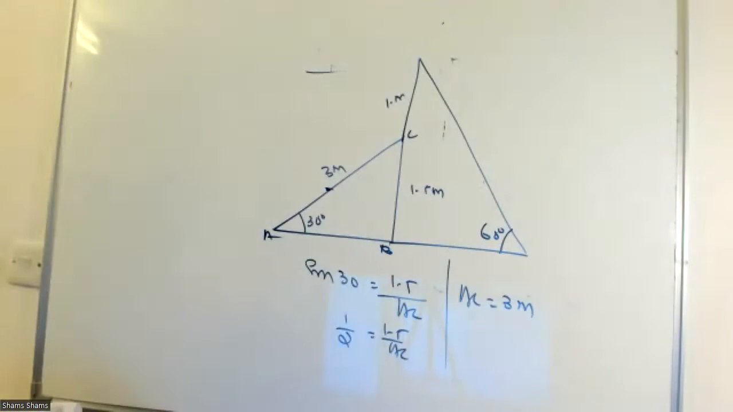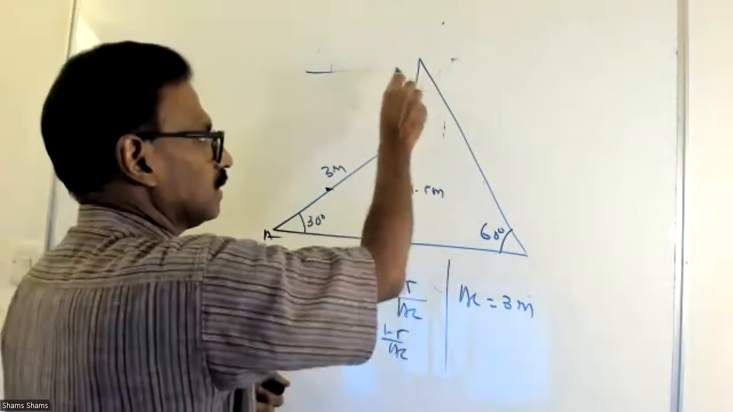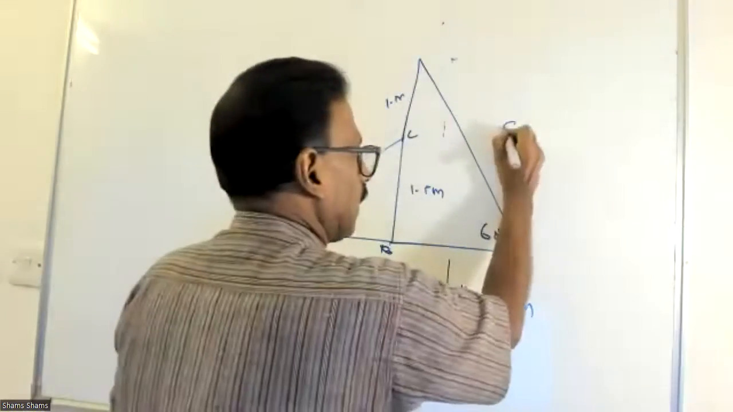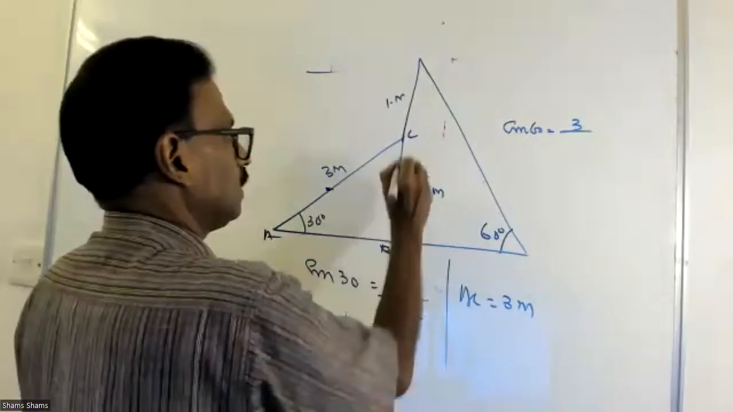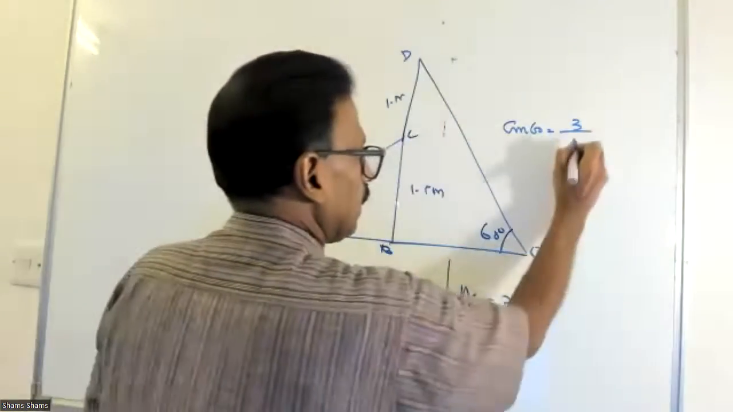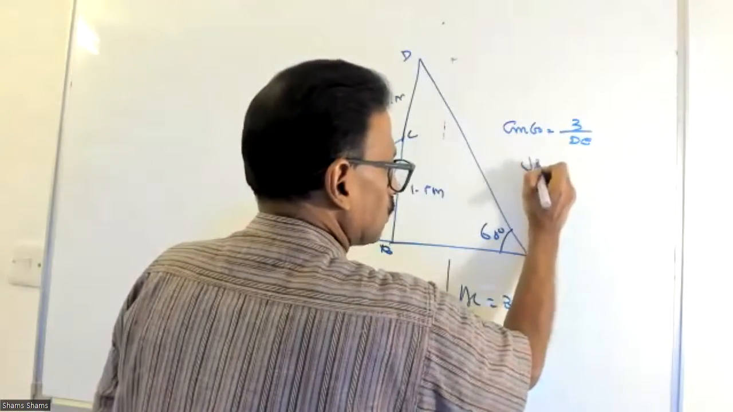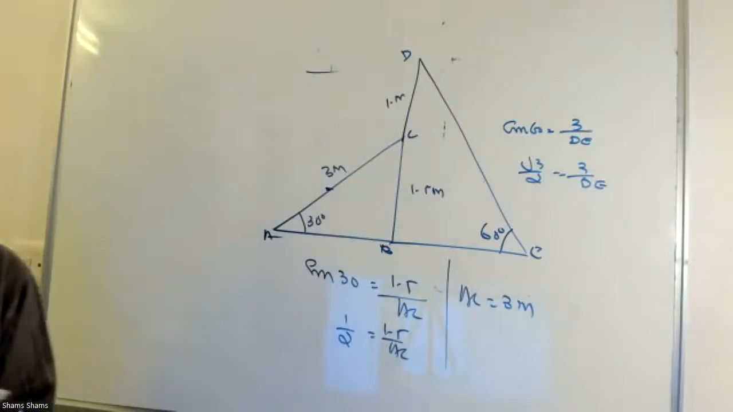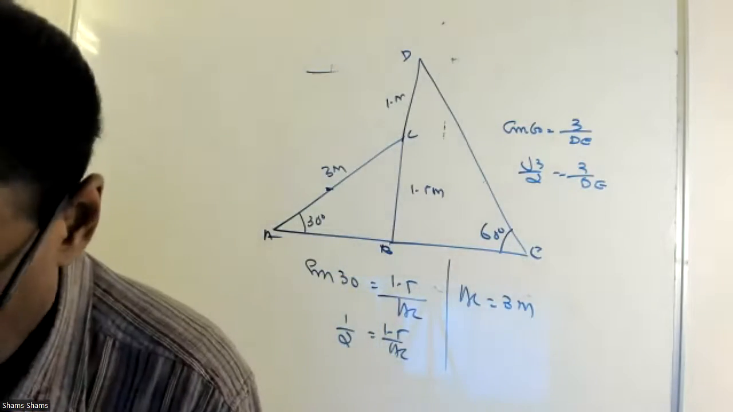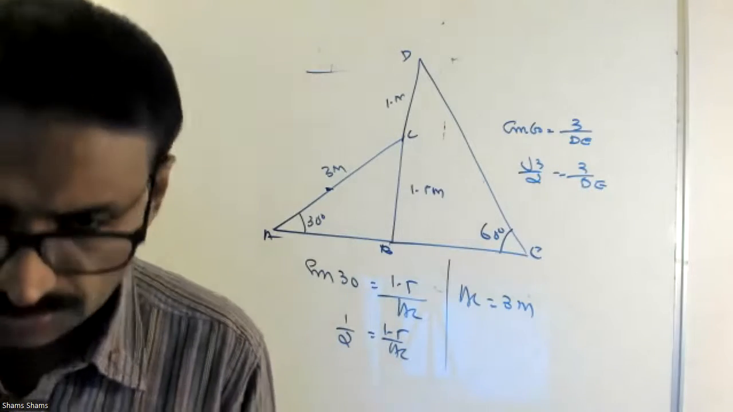Now the second slide. The height here is 3 meter. Sine 60 equals 3 divided by the slide length, say D. Sine 60 is root 3 by 2, equal to 3 by D. Now you can find it. Is it clear now, Anubhama? Yes, sir. Okay.